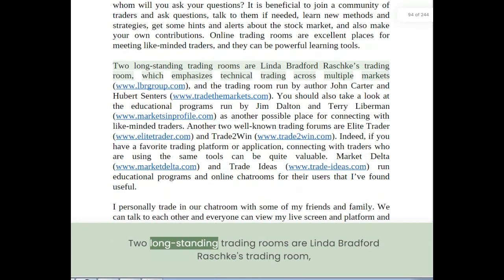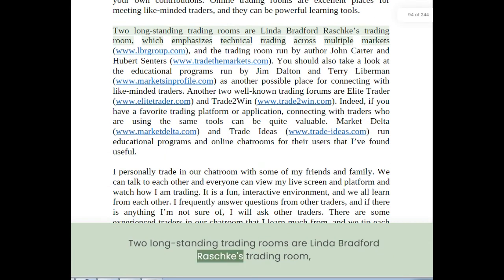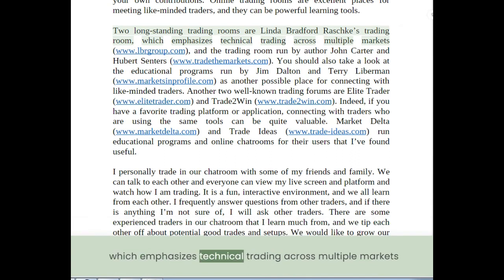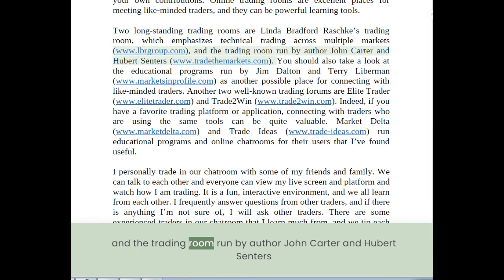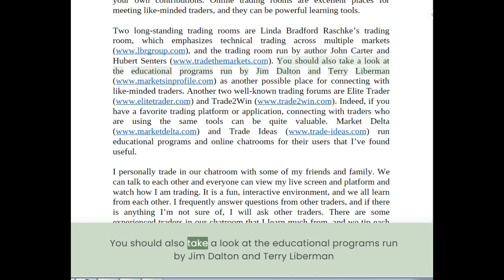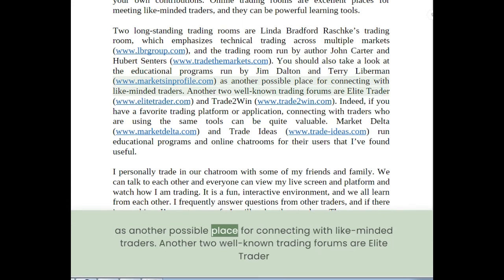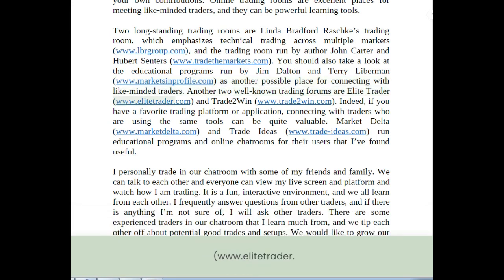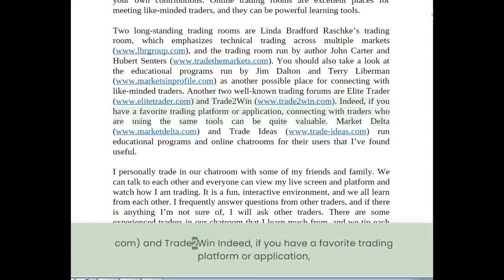Two long-standing trading rooms are Linda Bradford-Rashk's trading room, which emphasizes technical trading across multiple markets, and the trading room run by author John Carter and Hubert Sanders. You should also take a look at the educational programs run by Jim Dalton and Terry Liberman as another possible place for connecting with like-minded traders. Another two well-known trading forums are Elite Trader, www.elitetrader.com, and Trade to Win Indeed.